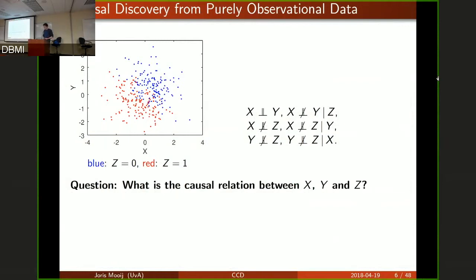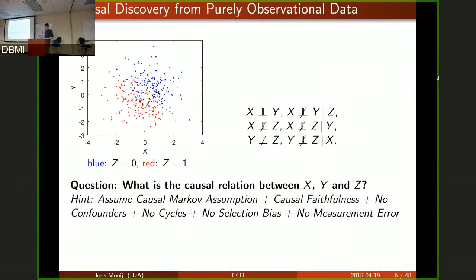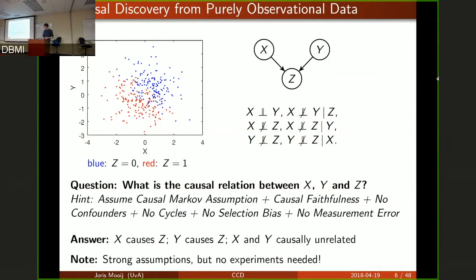Well, that's an easy question, I guess, for this audience. Well, okay. A hint is that you can assume several things like causal Markov assumption, causal faithfulness, the absence of confounders, the absence of cycles, the absence of selection bias, and the absence of measurement error. And under those assumptions, we can actually conclude that x must cause z and y must cause z, and x and y are causally unrelated. So this is very intriguing. We don't have to do an experiment. We get our causal conclusions just by observing under these strong assumptions.